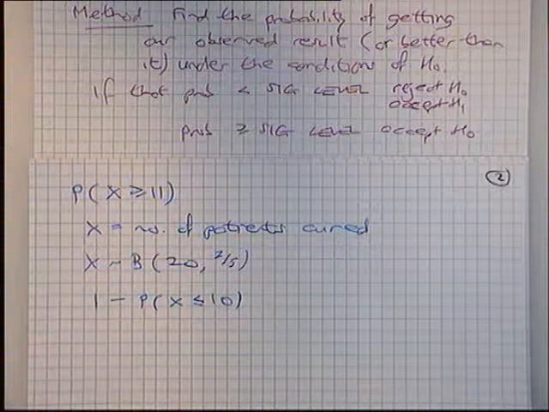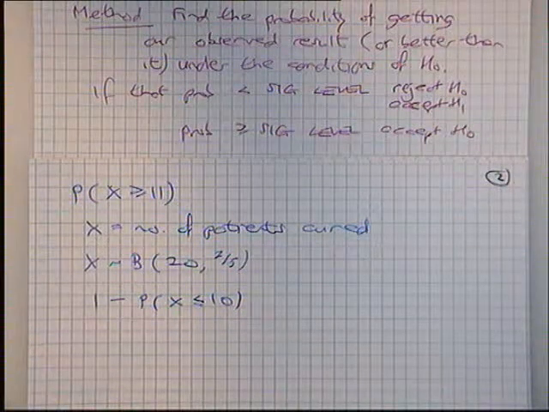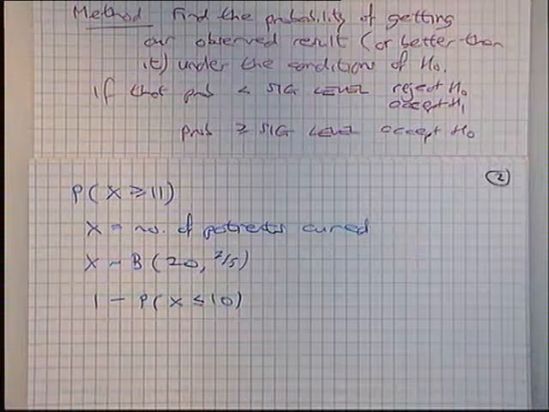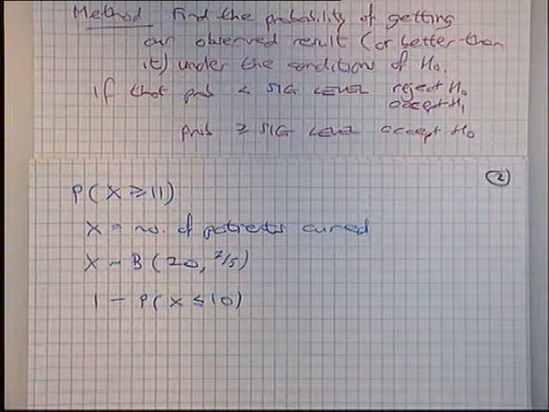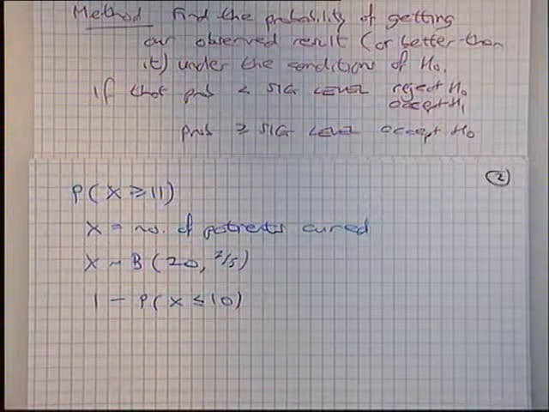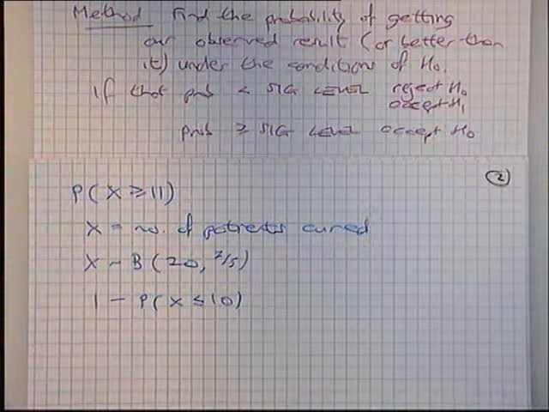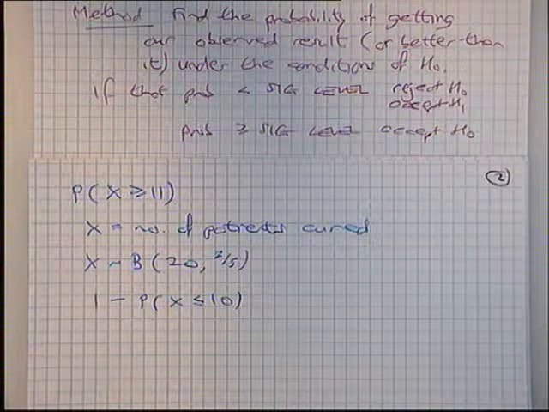So reach for your tables. Do your tables have n is 20 in them? Tables do have n is 20 in them for binomial. Do they have p is 2/5 in them? I reckon it's on page 13. N is 20 is page 13, and 2/5 is 0.4. That's there, and I can read off a probability for 10 of being 0.8725.